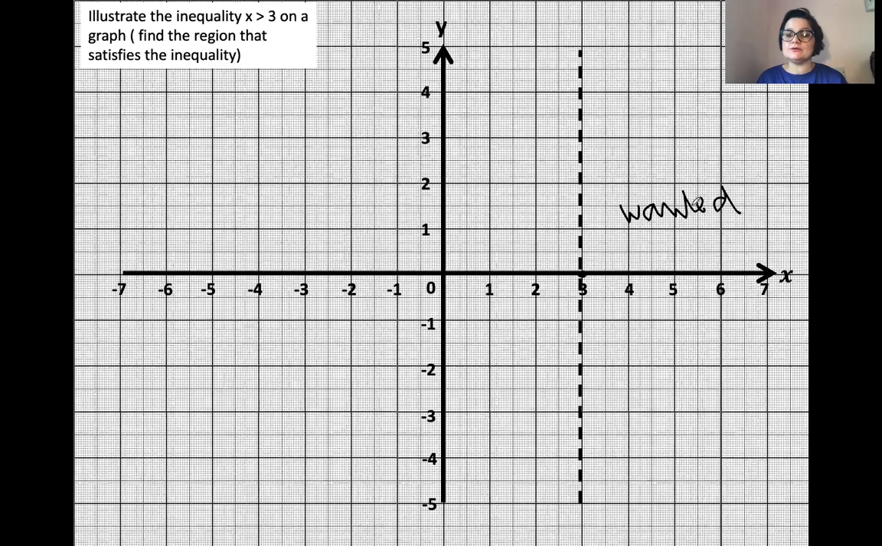Why? Because if you take a point on this area, for example, I'm going to take this point here.